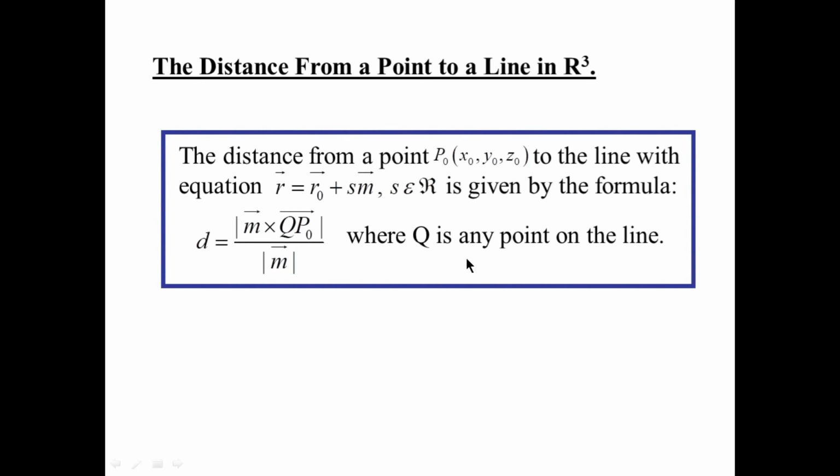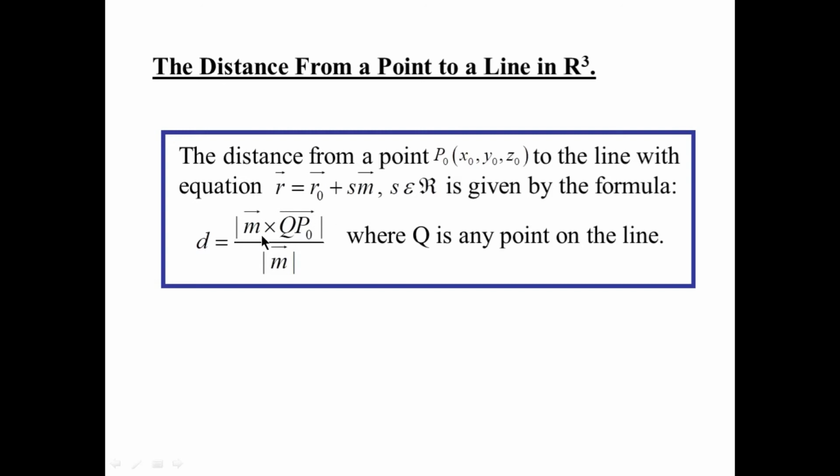This is the distance from the external point P naught, x naught, y naught, z naught, to the line to which it is external, line R, and I've given it here in the vector form of the equation, which is the only way to give the equation of a line in 3 space. And the distance here between the external point and the line is given by d is equal to, now, this is not the absolute value of a number. This is the magnitude of a vector.